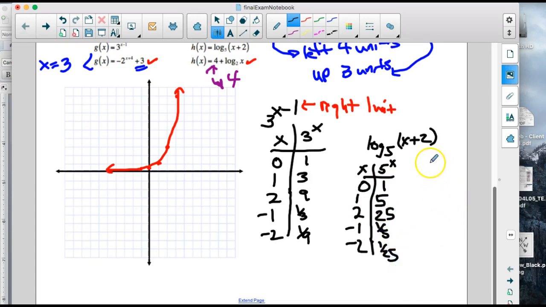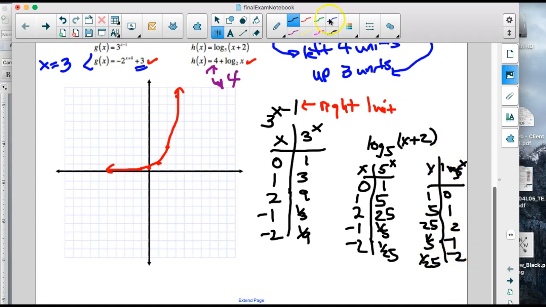So now my log function is going to be 1, 0, 5, 1, 25, 2, and 1/5, negative 1, and 1 over 25, negative 2. And then what we have to look at is what happens to this. What's this doing to it? And that's actually moving it to the left 2 units. So we're going to take all these points that I have here and move them left 2 units.